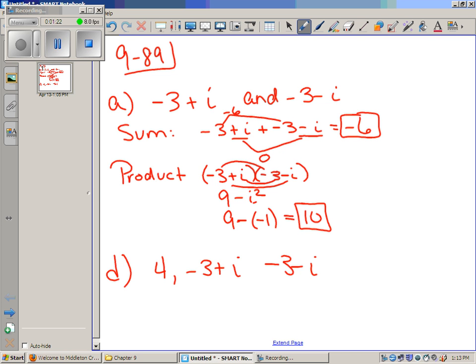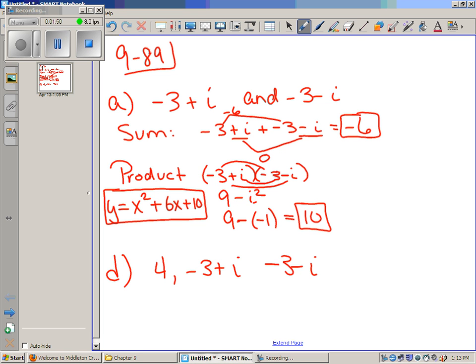Therefore, the shortcut said what I can do is write y equals x squared. Now the opposite of the sum would be positive 6x, and the product is plus 10. So that's how I can find the equation very easily for A. Well, I wouldn't say easy, but a little bit easier than some of the other methods we've used.